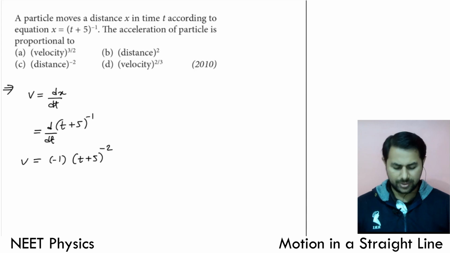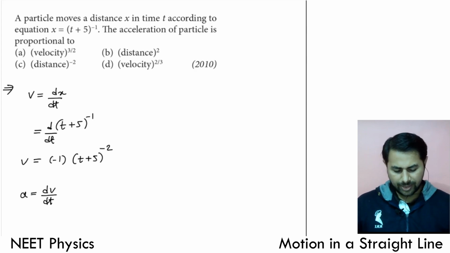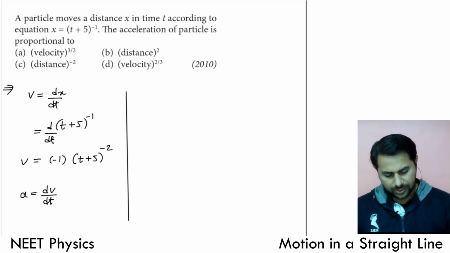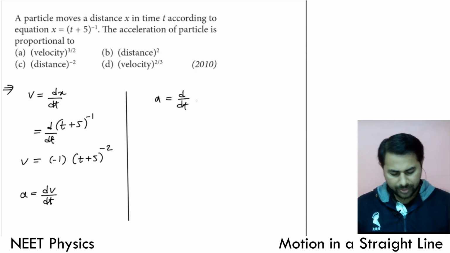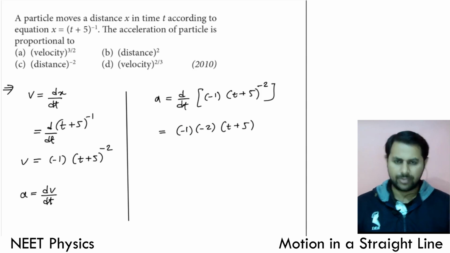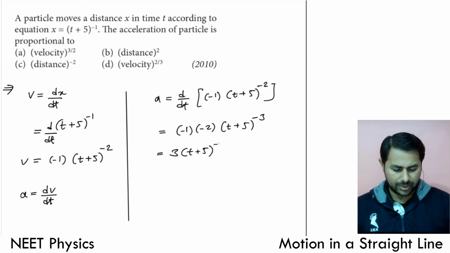And then you want to find out acceleration. So what will be acceleration? It's dv by dt. So a is equal to d by dt of this thing, minus 1 multiplied by t plus 5 raised to minus 2. So that is minus 1 multiplied by minus 2 into t plus 5 raised to minus 2 minus 1, that is minus 3. So that is 3 times t plus 5 raised to minus 3.